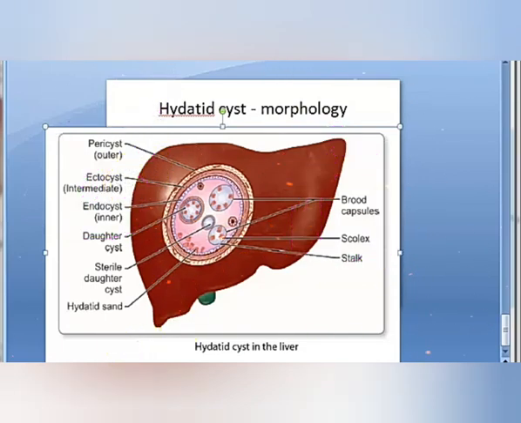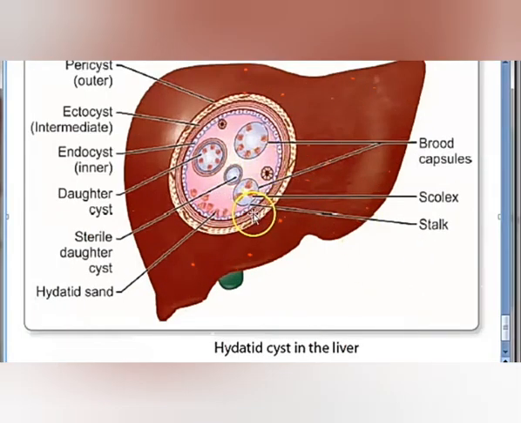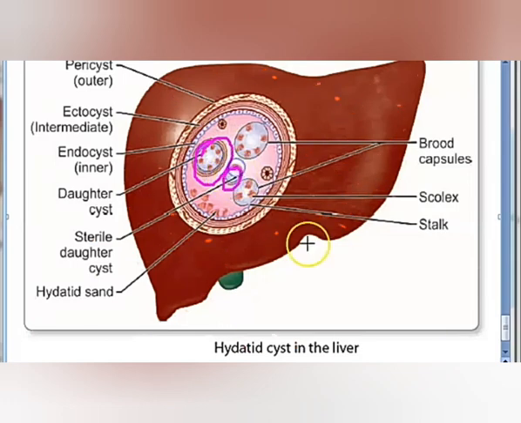3 layers over. Then inside you have something attached with a stalk. These are brood capsules. Inside them you have the scolex. Look at it more closely if you didn't understand. There are brood capsules here which have a stalk attached to the endocyst. Then here you have what is called a daughter cyst. This is not attached anywhere, it doesn't have a stalk. Then you have a daughter cyst which has nothing inside. That's a sterile daughter cyst.